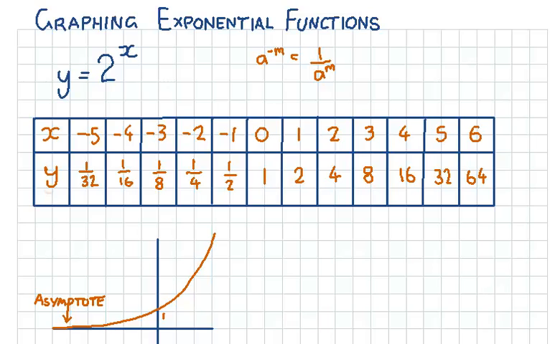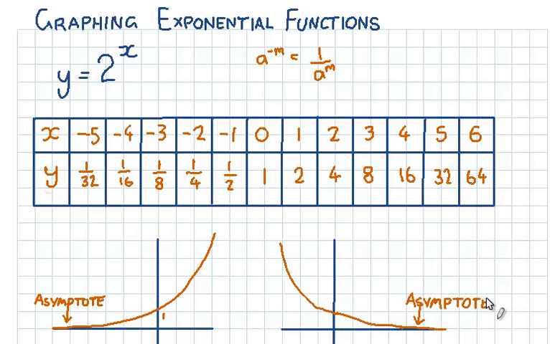So if we sketch a graph of y equals 2 to the power of minus x, we start off on the left hand side here for negative x values at a very large value. The slope of the graph decreases, and then we have an asymptote here as well. So this graph on the left hand side is 2 to the power of x, and the graph on the right hand side is 2 to the power of minus x.